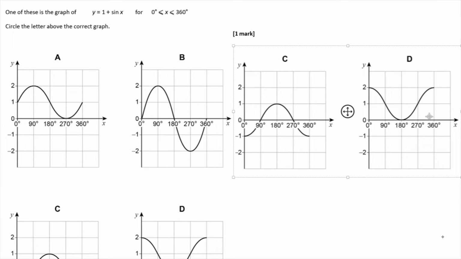One of these graphs is of y equals 1 plus sine x. Circle the letter of the correct graph. Okay, well, y equals sine x looks like this, doesn't it? It starts at 0, and it goes between 1 and -1, in one oscillation from 0 to 360.